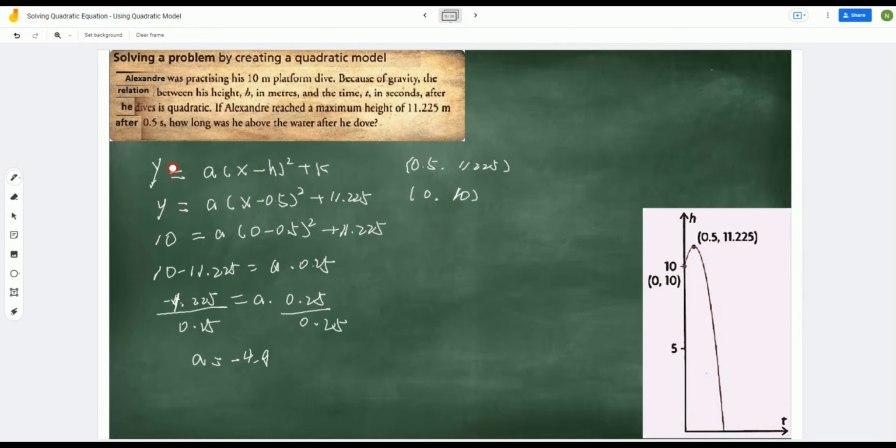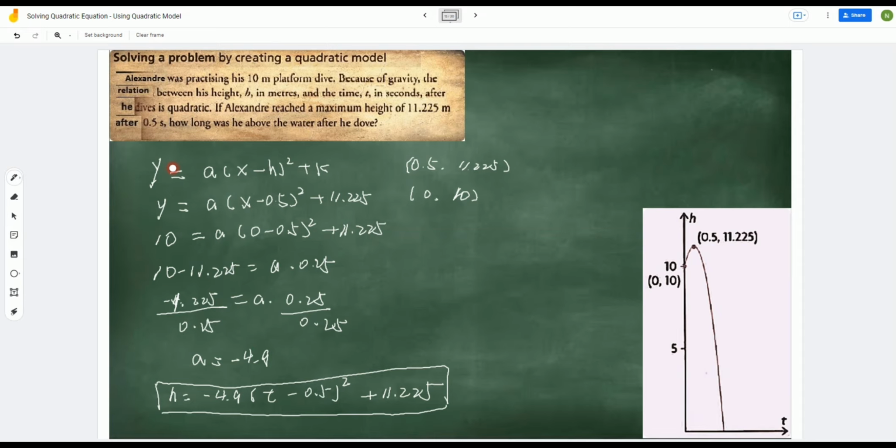Now we know the relation between h and t is quadratic, and in vertex form it's h equals negative 4.9 times (t minus 0.5) squared plus 11.225. That's exactly the quadratic relation we want in vertex form. So, how long was he above the water after he dove? That means how long it takes for Alexander to touch the water. When Alexander hits the water, h should equal 0. Let h equal 0.